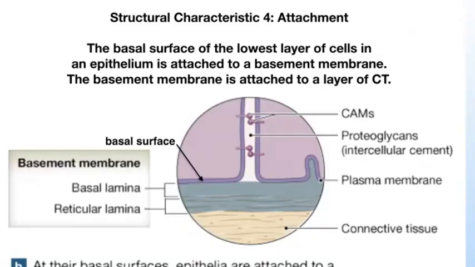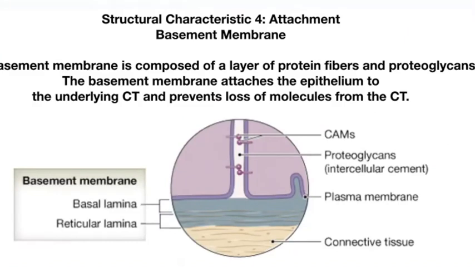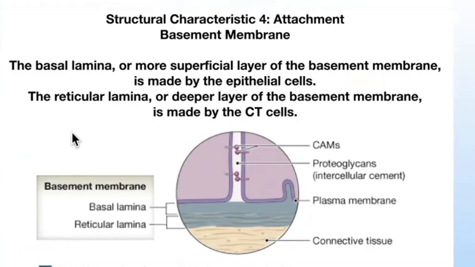Epithelia exhibit attachment to a basement membrane, and the basement membrane is then attached to an underlying layer of connective tissue. The basement membrane is composed of a layer of protein fibers and proteoglycans, forming a sort of mat that connects the epithelial cells to the underlying connective tissue. The basement membrane prevents loss of molecules from the connective tissue and the inner parts of our body.